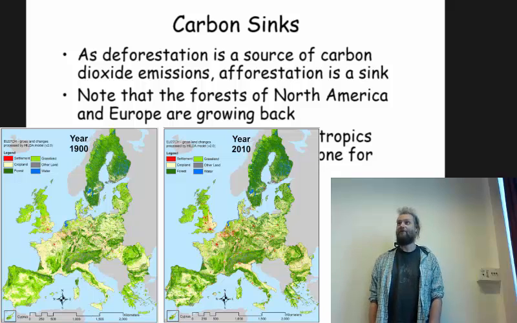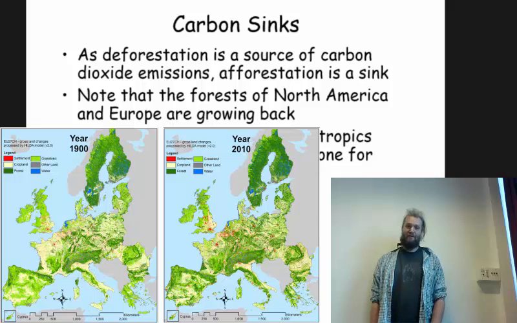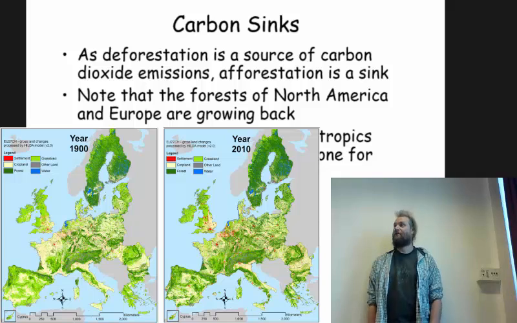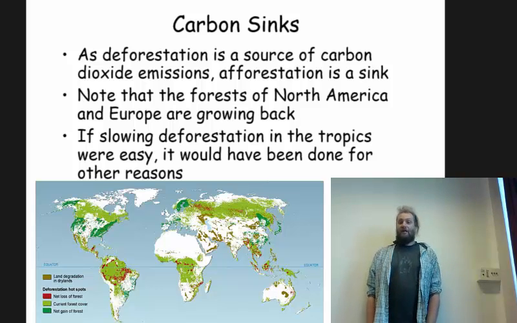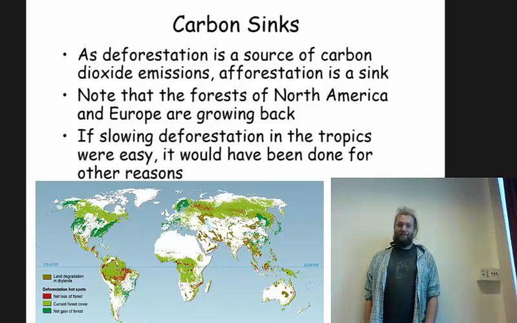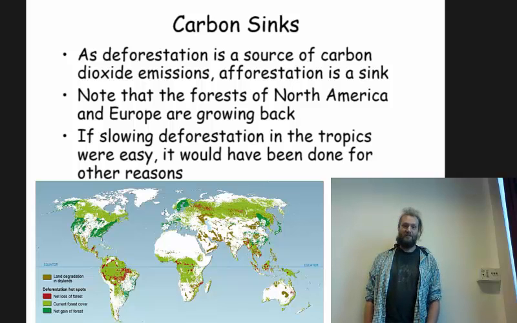In North America and Europe, the forests are of course growing back already. Right? We cut them down a long time ago. You don't need all that agricultural land anymore. So here, forests are growing back, sucking up carbon. Not so in the tropics. So if you could convince the people in the Congo, the people in Indonesia, the people in Brazil to stop cutting down forests or actually burning them, because they mostly do, then that would avoid a lot of emissions.